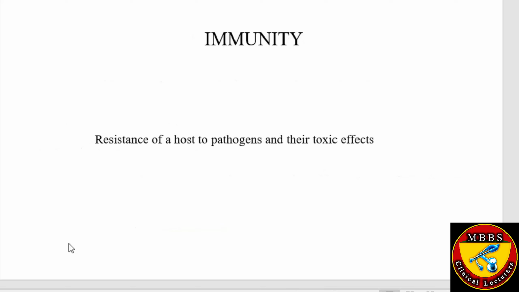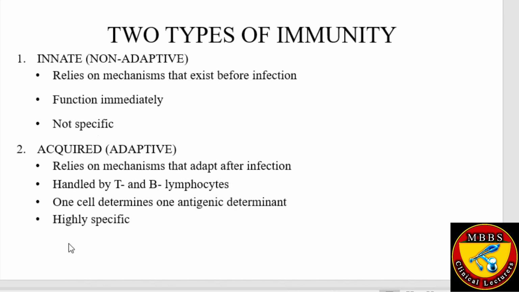So what is immunity? The main function of the immune system is to prevent or to limit the infection. Or immunity can be defined as a resistance of a host to pathogens and their toxic effects. So we can divide the immunity into innate and the adaptive immunity. The innate immunity relies on the mechanism that exists before infection, and it functions immediately, but it's not specific.